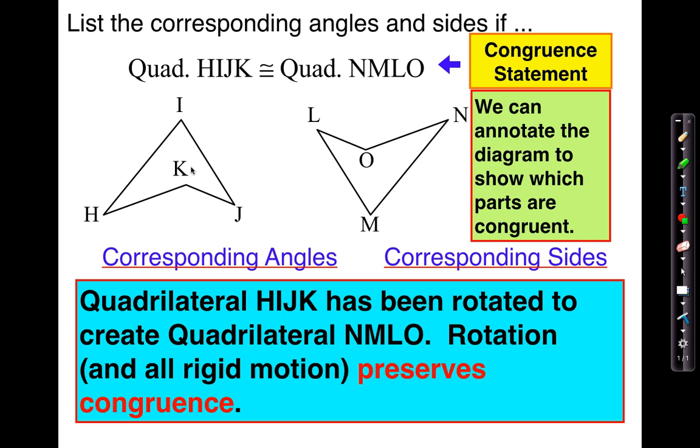So basically, what I want you to get from this is quadrilateral HIJK has been rotated to create quadrilateral NLMO. So hopefully you do see it's just a rotation. And because it's a rotation, and a rotation is a rigid motion, we know for a fact that it does preserve congruency, which means they are the same.